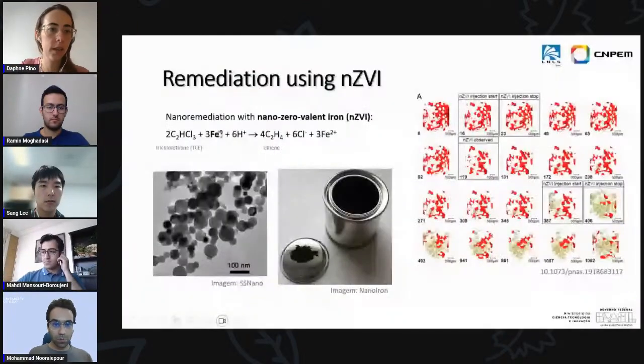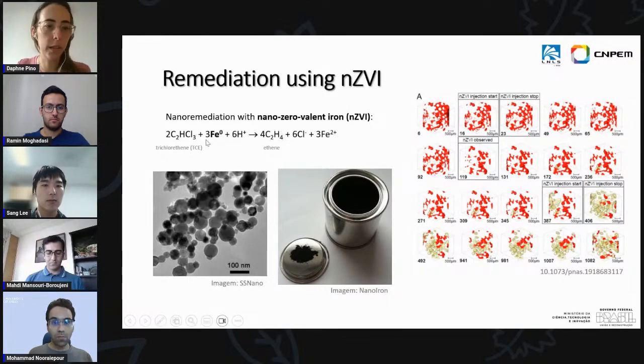So can I share again? Let me share the screen. If we go back to the reaction here, this is what we'll have. We had the TCE, and you have the zero valent iron here. So you will be left with ethene, which is a lot less harmful than TCE or any of its daughter products. But you'll also be left with some iron ions.